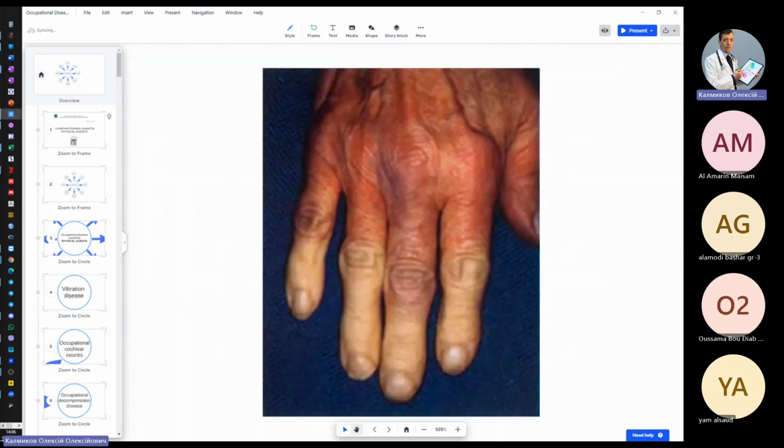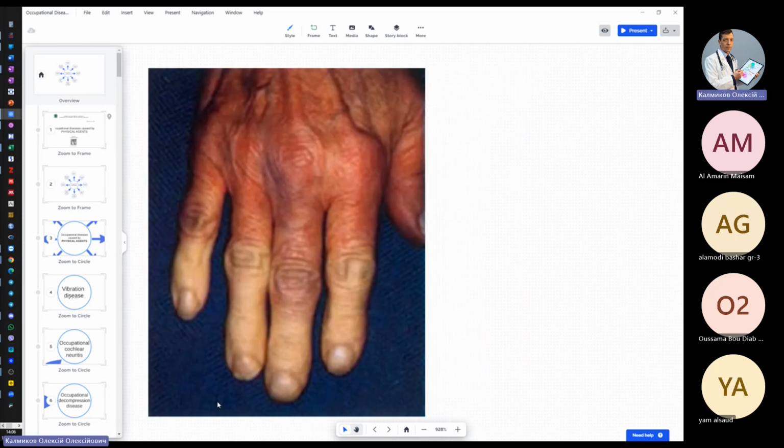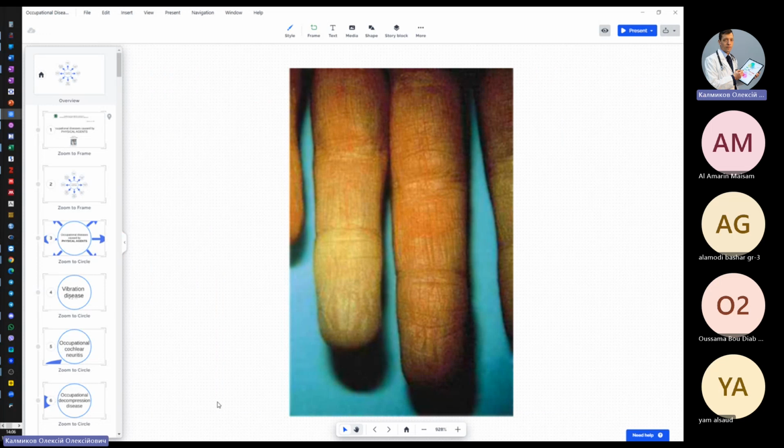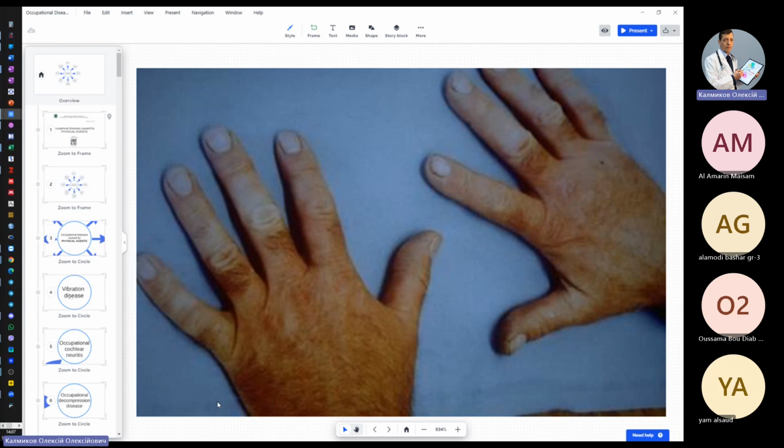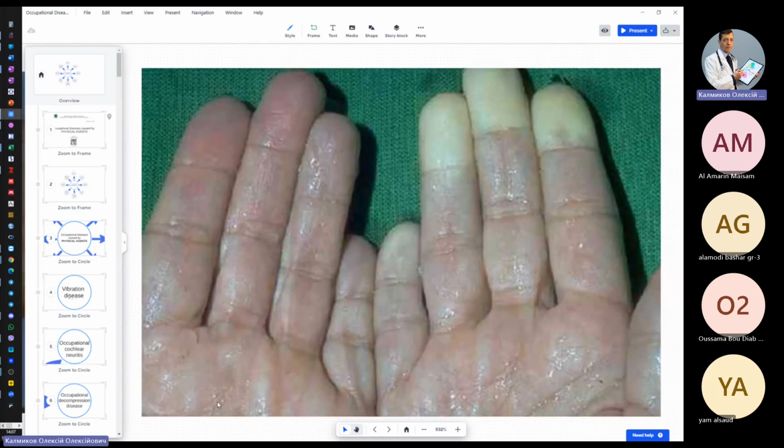Good. Let me show you some examples of acroangiospasm. You may see how whitish the distal phalanx of the fingers becomes. There is also hyperhidrosis, sweating, and they become cooled. Sometimes, very rarely, this whitening occupies not only the distal phalanx but also the middle, all over the whole finger. Here is the difference, for instance, on the hand with acrospasm and without.